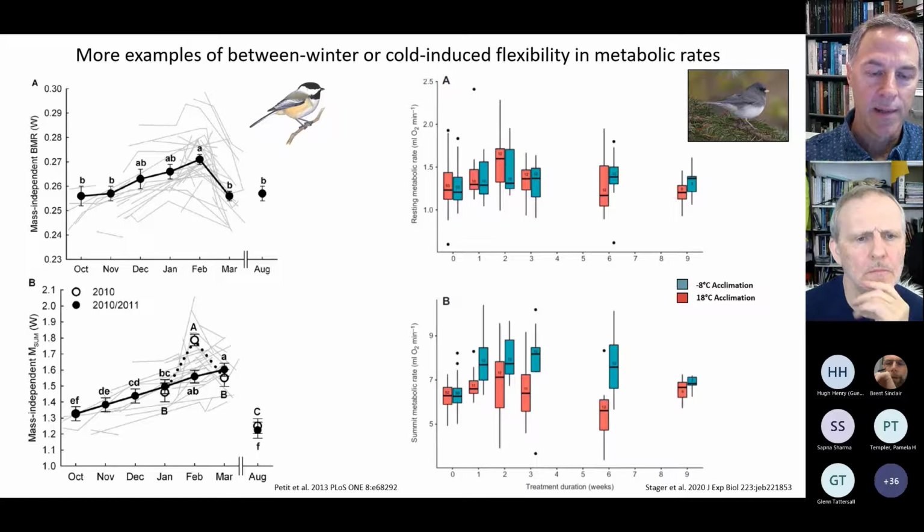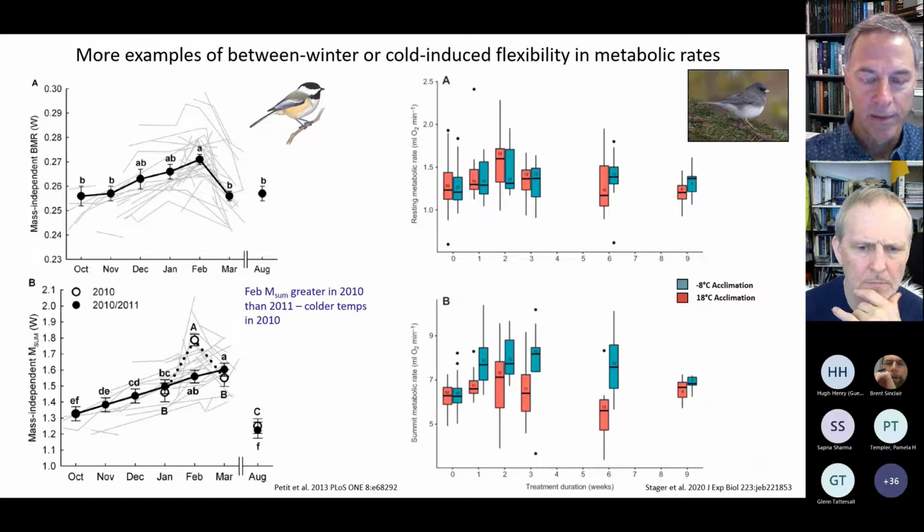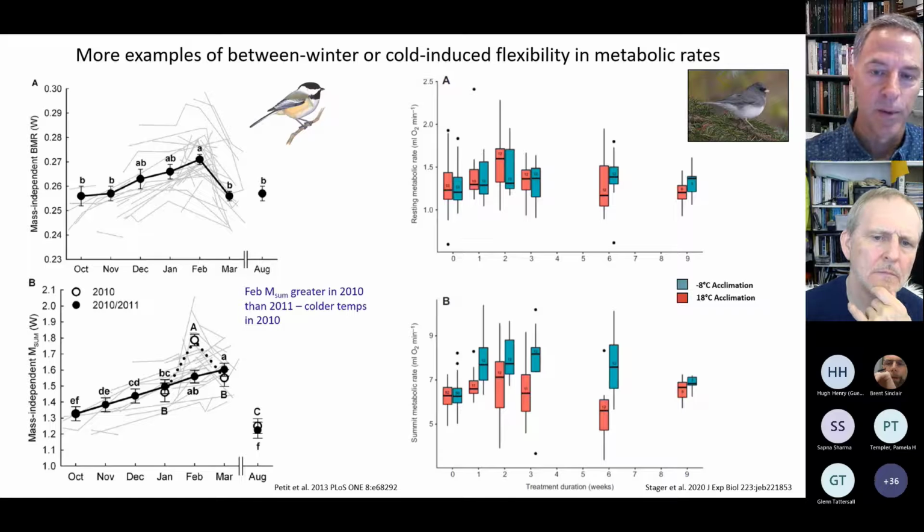And in the bottom panel that looks at summit metabolism, February of 2010 was a colder winter, a colder February than it was in 2011, and you saw higher metabolic rates there. So they're responding to among-winter variation in temperature there.